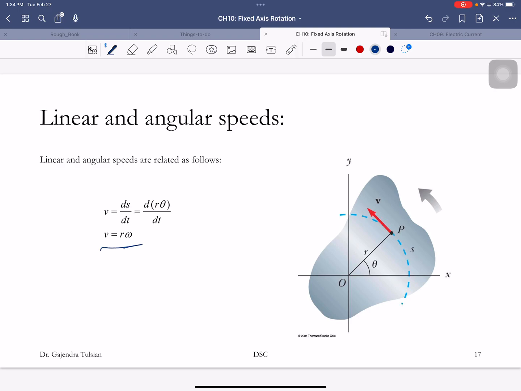Anyway. All right, so you guys understand? All right, so v is the linear speed of a point r distance from the axis. Omega is the angular velocity.